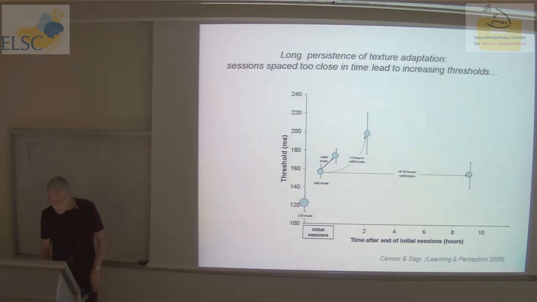And this adaptation effect actually lasts for a few hours. So here we see a session that starts with 125 trials, you get 120 milliseconds. You go up to 400 trials, the threshold goes to 160. Another 400 trials goes to 180. But if you wait 2 hours, the threshold is still high. So there is a slow forgetting for this tiredness or for this adaptation process. But if you wait 8 to 10 hours, you are back to this threshold, to the 160.